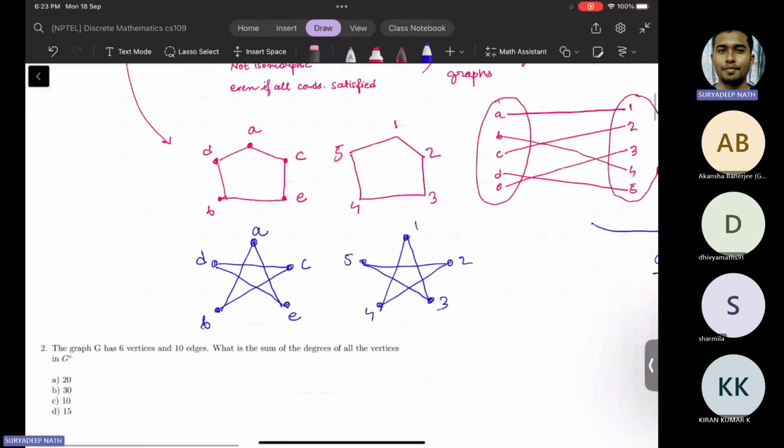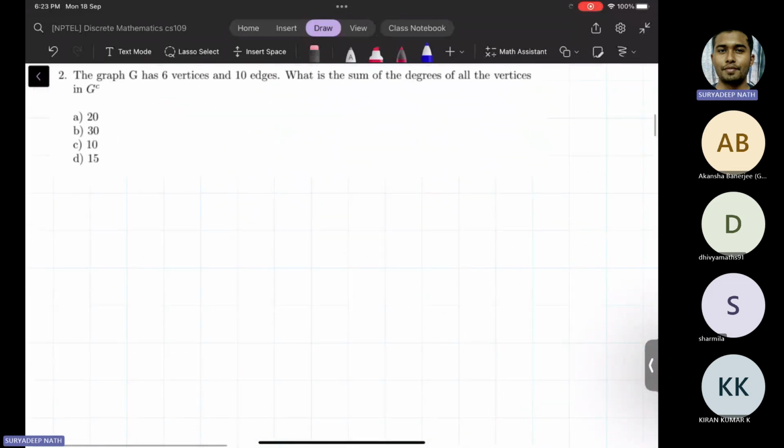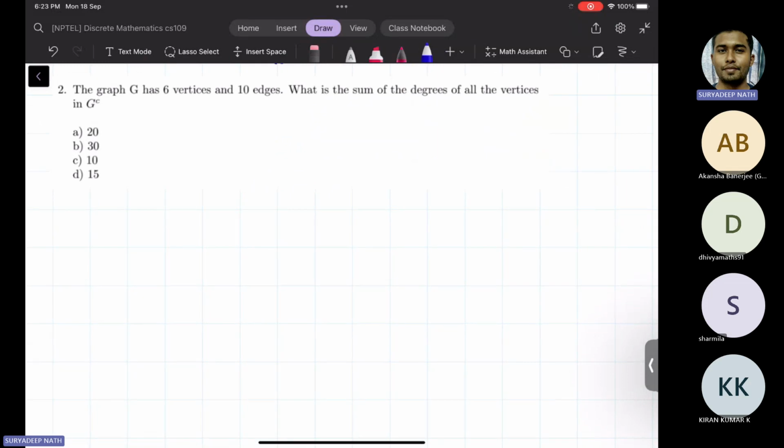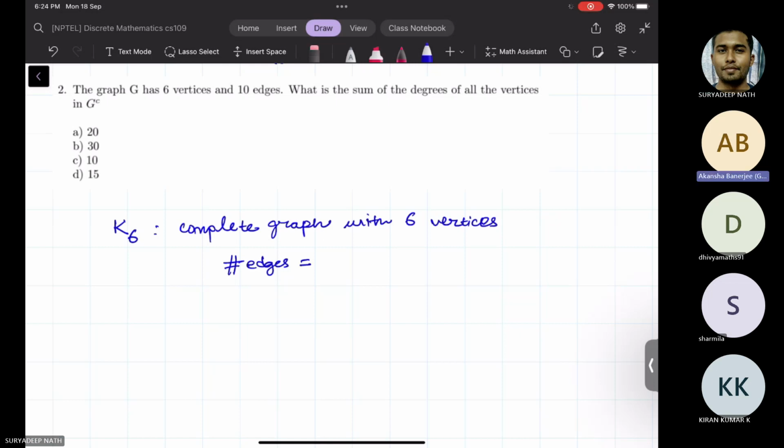Okay, let us move on to the next question. A graph G has 6 vertices and 10 edges. What is the sum of degrees of all the vertices in G complement? Basically, consider K6, the complete graph with 6 vertices. What is the total number of edges in a K6 graph? 6 choose 2. So that would be 6 into 5 over 2. That is 15.